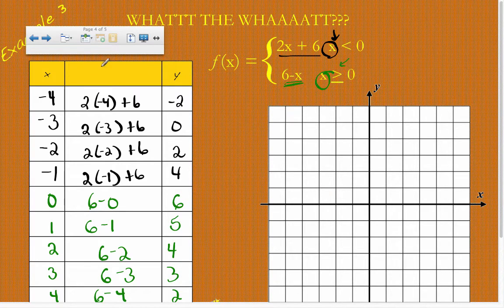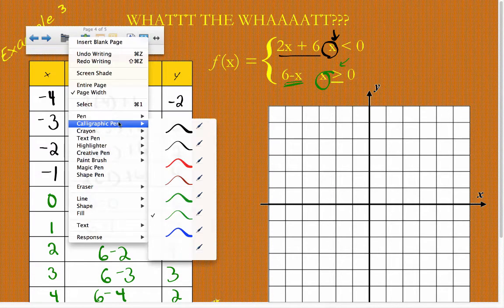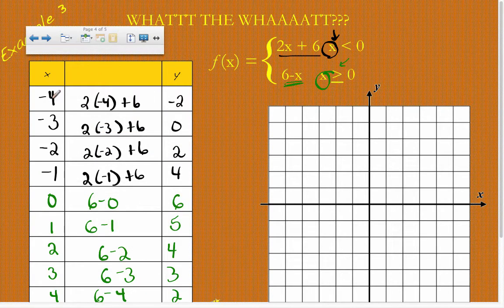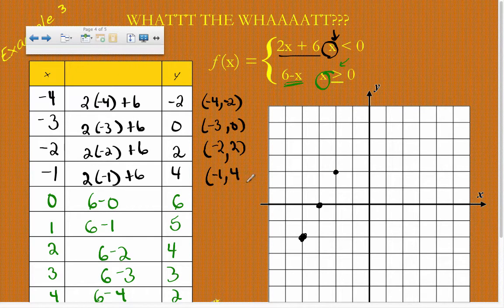All right, so let's graph these. And again, I'm going to use two different color pens. So this is the point when the x value is negative 4, my y value is negative 2. When my x value is negative 3, my y value is 0. When my x value is negative 2, my y value is 2. And when my x value is negative 1, my y value is 4.